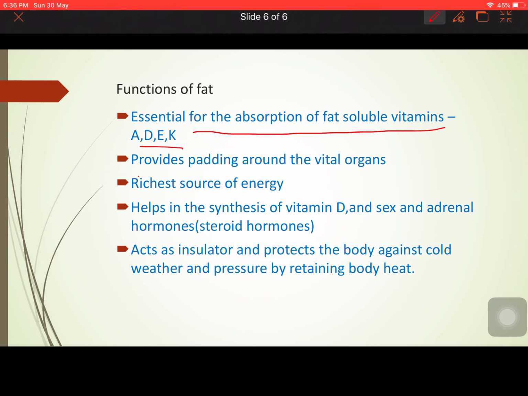Now, fat provides padding around the vital organs. If you have a fatless body, your vital organs will not have padding around them, and they will get hurt if you fall or have any accident. So that padding around the vital organs will not be present. Now, fat is the richest source of energy.